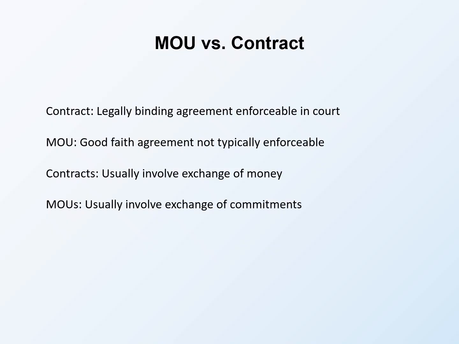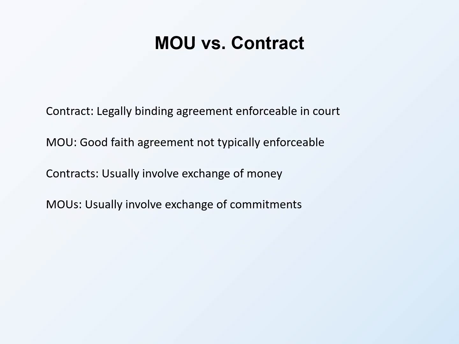Understanding the difference between MOUs and contracts prevents confusion. Contracts are legally binding agreements enforceable in court. If a party breaches a contract, legal remedies exist. Contracts require specific legal elements. MOUs are good faith agreements not typically enforceable. If a party fails to meet MOU commitments, you cannot sue them. You can express disappointment and end the partnership.